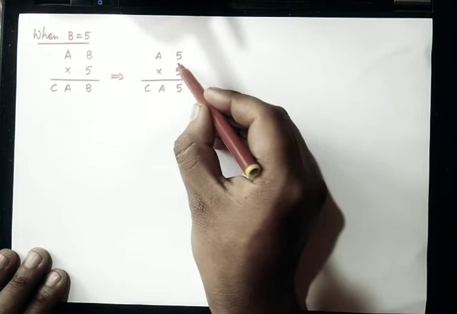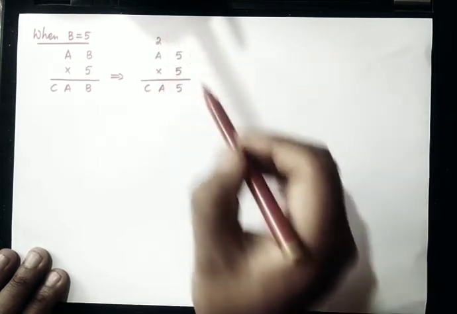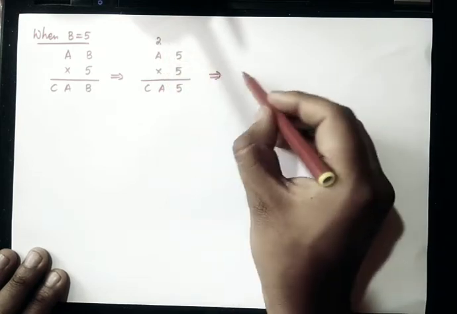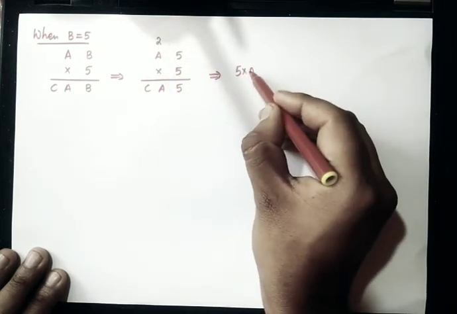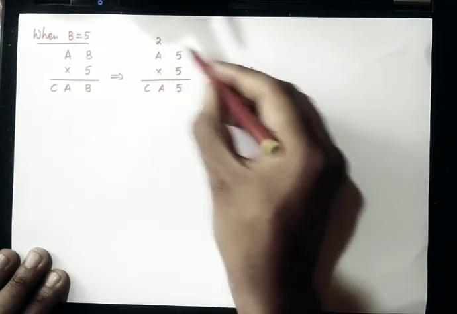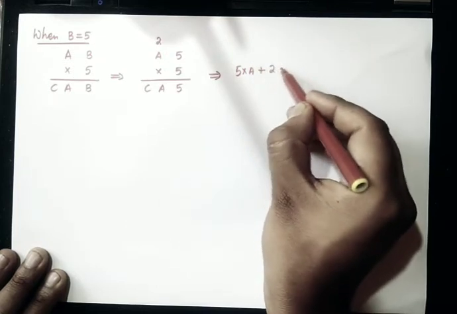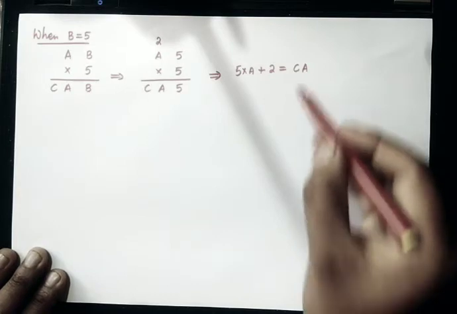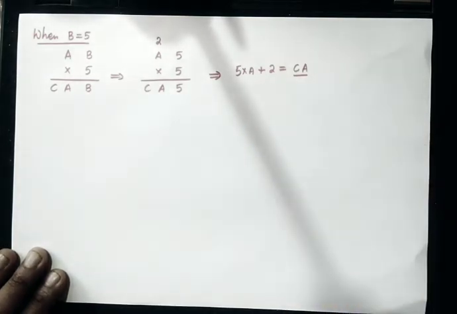So 5 into 5 is 25, carried over is 2, right? So from here what do I see? I see that 5 into A plus 2, that is carried over, will be equals to CA, right? And what is CA? CA is a double digit number, right?